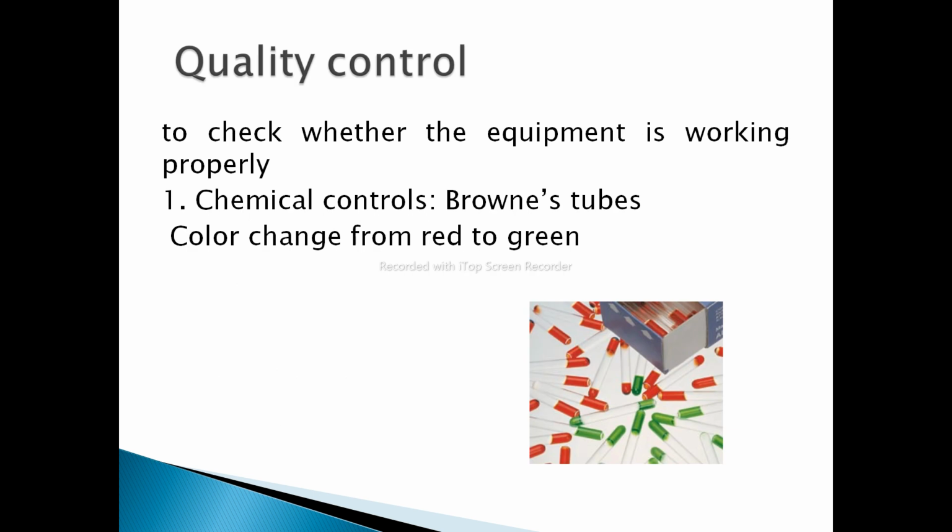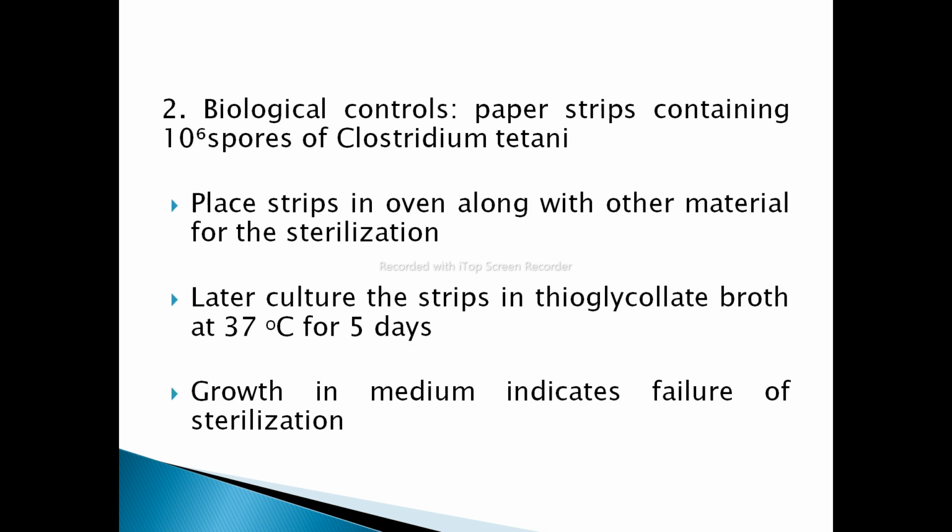How do we check whether the hot air oven is working properly or not? In that case we can use some chemical controls, for example Browne's tubes, where if the color changes from red to green, it signals that it is good. Sometimes biological controls are also used to test the working capacity, such as paper strips which contain spores of Clostridium tetani.